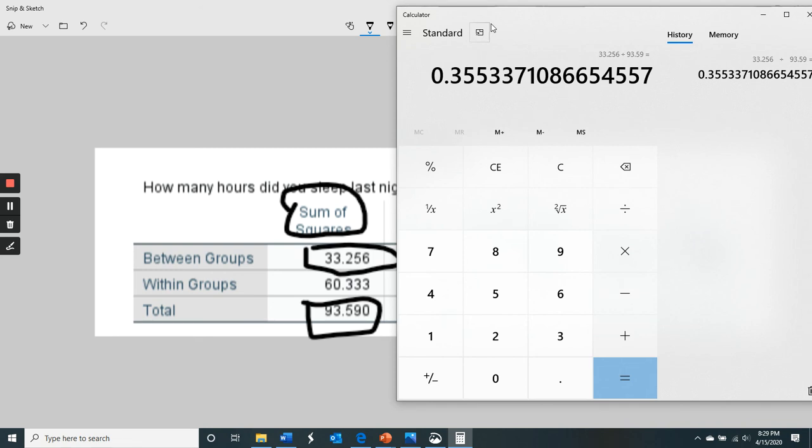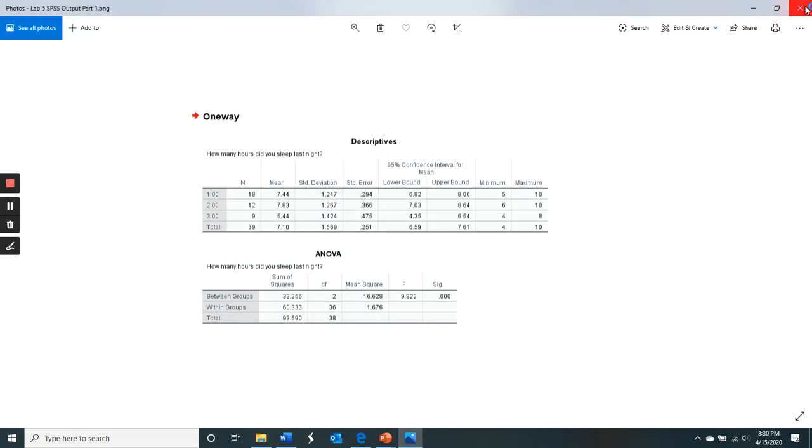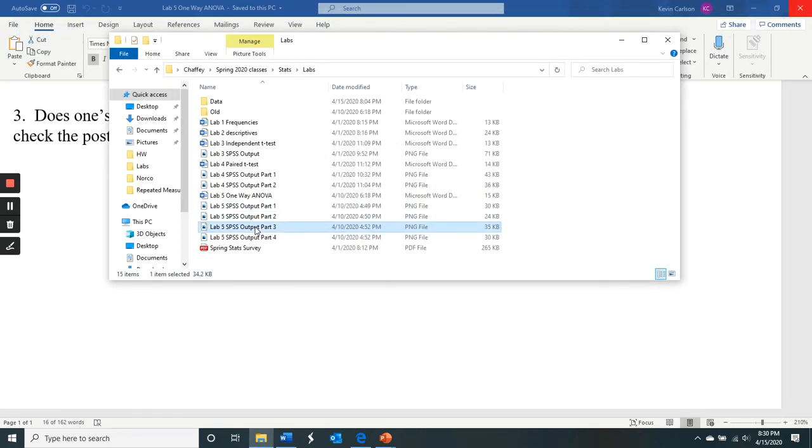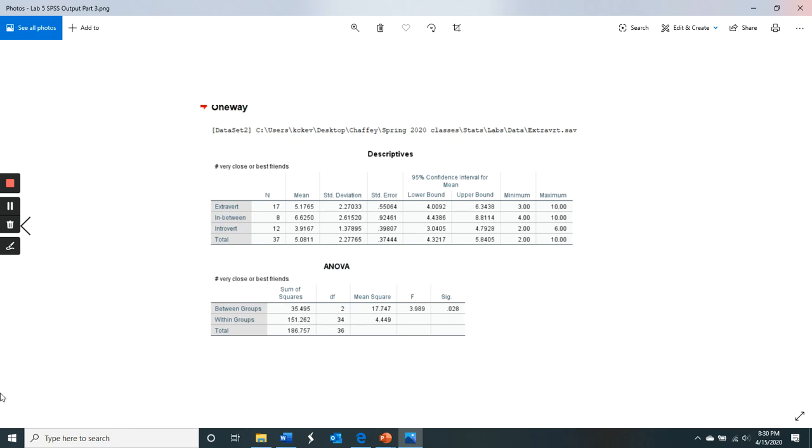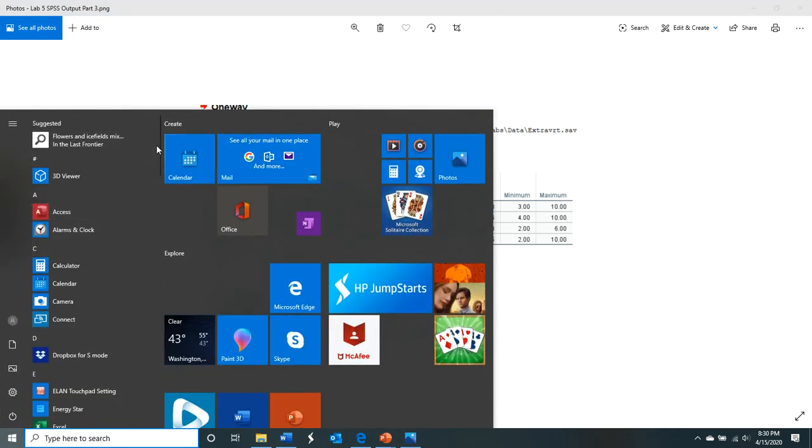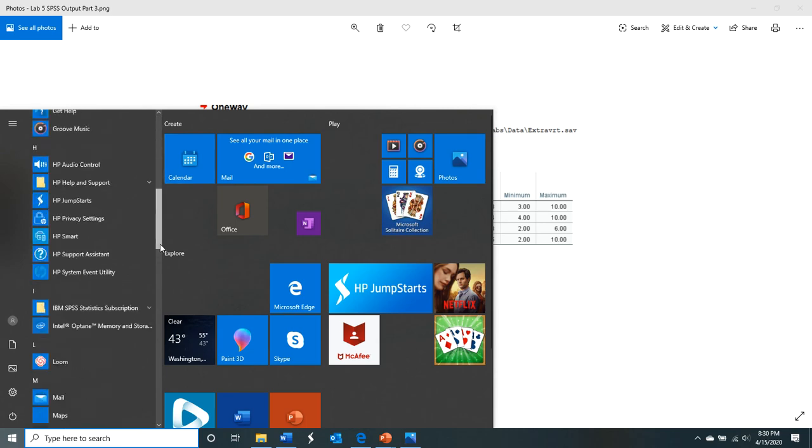So you should have a sentence. The effect size was large, comma, eta squared equals 0.36. So 36% of the variance in sleeping last night was directly related to how old you were, those age groups. So that's the effect size for the second question on the lab. And again, I apologize for not remembering that earlier. And then we'll do it for the problem with the extroverts and best friends.